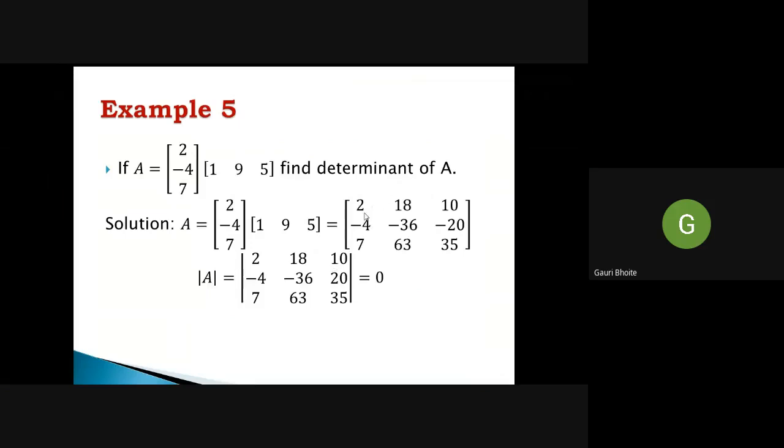But we know that all these three rows are multiples of the row 1, 9, 5. If you take 2 common from the first row, what are we getting? 1, 9, 5. If I take minus 4 common from the second row, I am getting 1, 9, 5. If I take 7 common from the third row, again I get 1, 9, 5. So all these three rows are multiples of each other, and we know the property: if two rows are multiples of each other, its determinant is 0. So therefore the determinant of this matrix is 0.